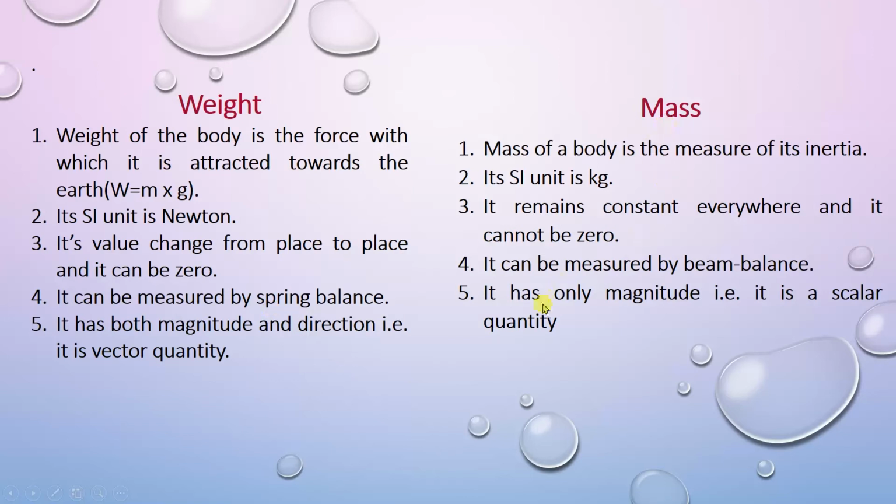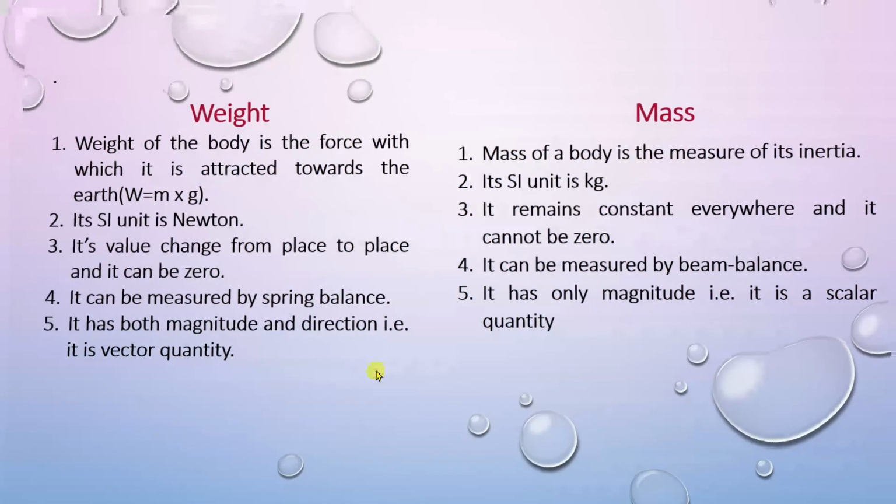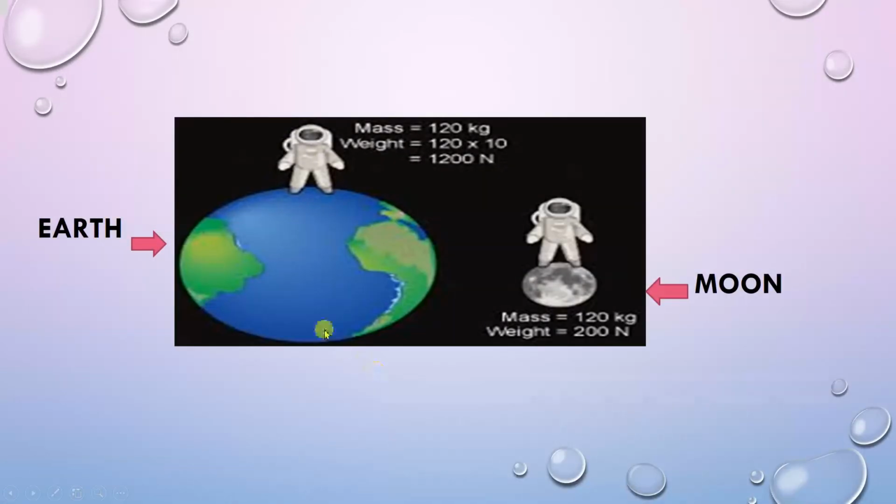Then mass has only the magnitude because it's not a vector quantity, it is a scalar quantity. And weight, on the other hand, has both magnitude as well as direction. That means it is a vector quantity. So I hope you know the difference between mass and weight. Okay, so see this picture here. You can have a little bit of an idea.